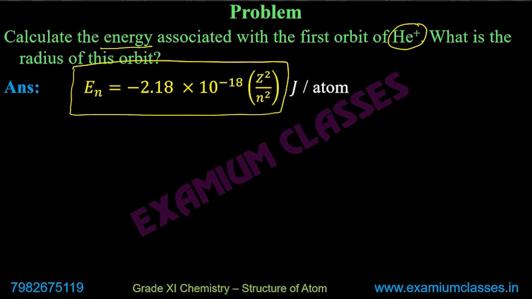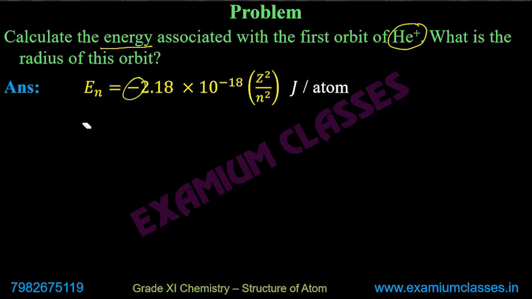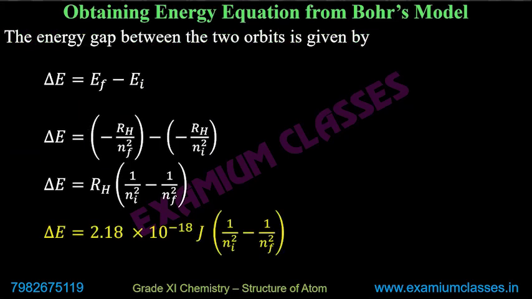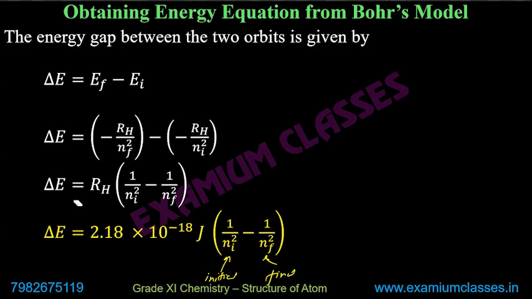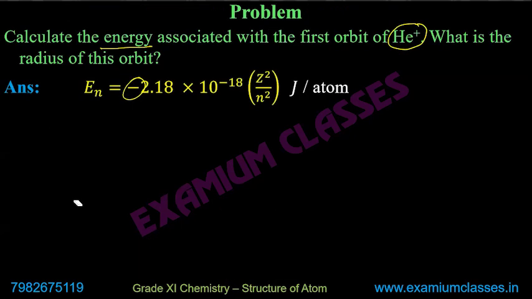A very common mistake done by students: because in stationary state energy there is a negative sign here, sometimes students write this formula with a negative sign. So remember, if you are writing in this form, meaning this is initial and this is final, there is no negative sign with 2.18 into 10 power minus 18. This is a common mistake. So you have to be cautious. However, if you are talking about just the energy inside the atom, which is always negative, then there will be a negative sign.